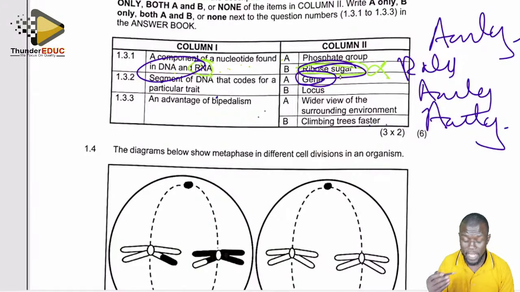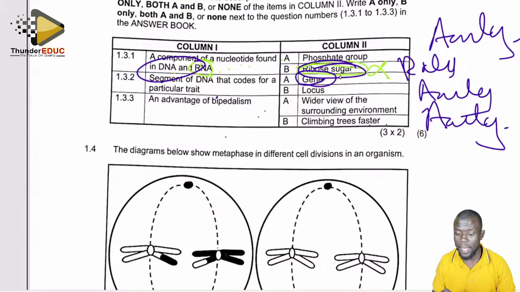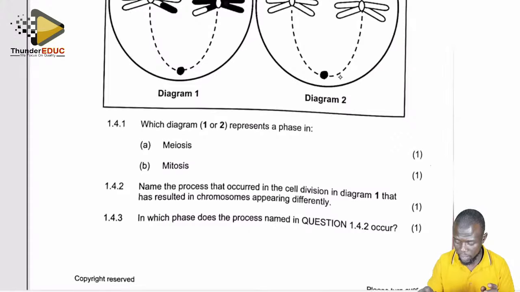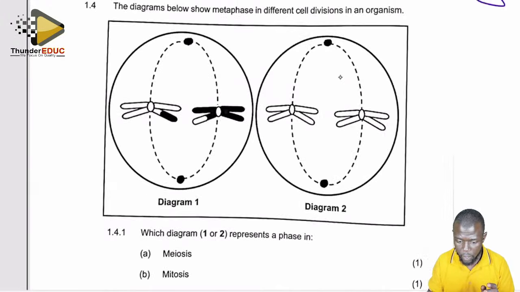Okay. Remember that you must always say A only, B only, A and B, and then both A and B, or none. So please make sure that you have this word only, only, only. Yes. So we go to the second question, which is 1.4.